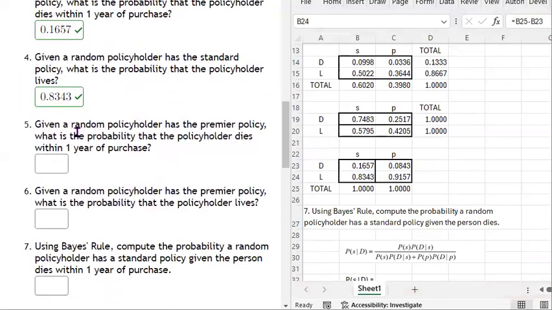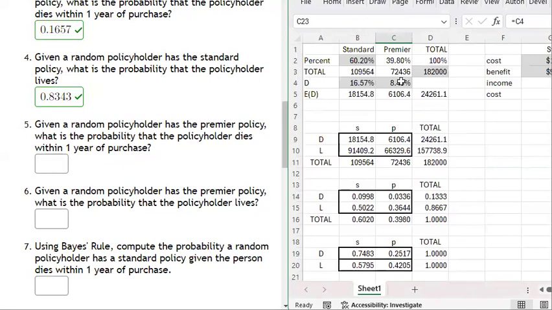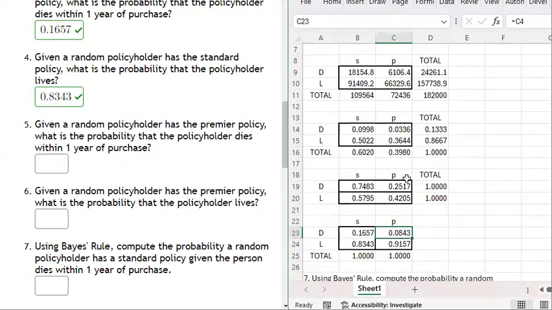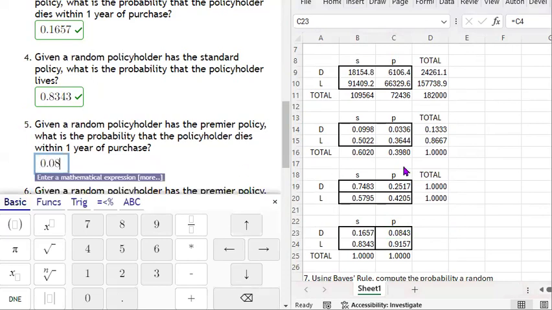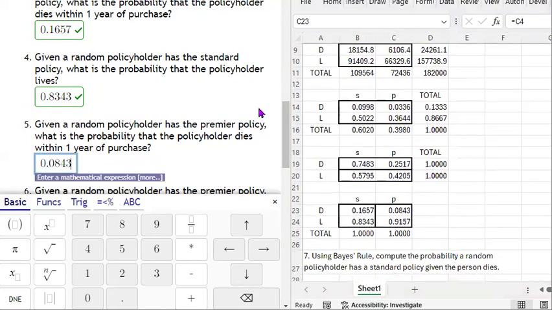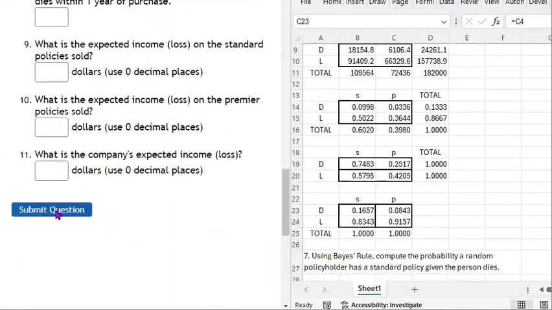Okay. Now, given a random policyholder has premium policy, what is the probability that the policyholder dies within a year? Now, that was a given too, right? That value was given up here. It's one of our inputs to our model, right? So 0.0843, right?